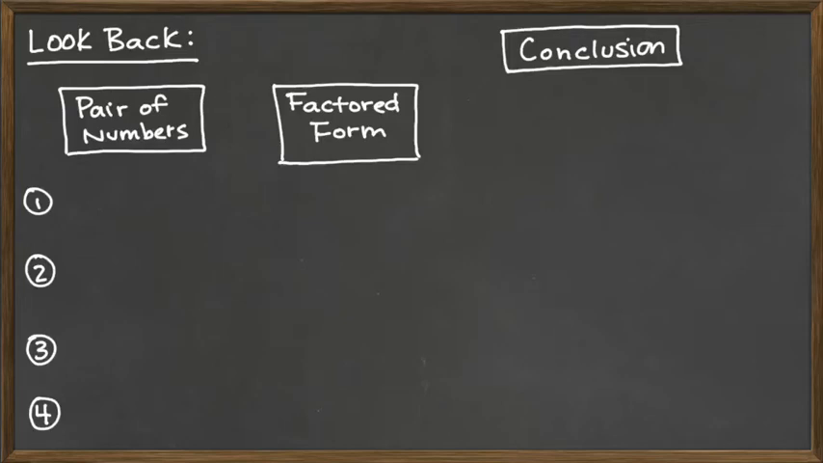Now that you have read through and worked through the first four examples, each of which has leading coefficient a equal to 1, I want to take a look back at the pair of numbers that we had defined for each one of those examples. This pair of numbers came from the fact that the pair had to have a product equal to a times c, and a sum equal to b, when a, b, and c are the coefficients of our quadratic.